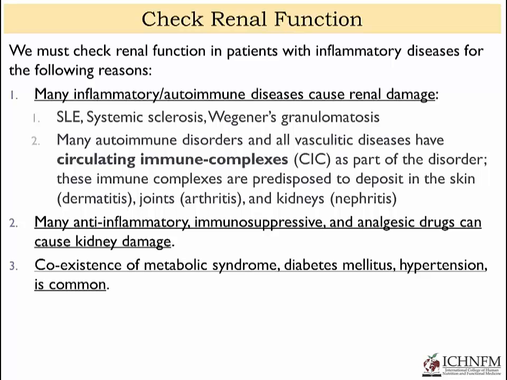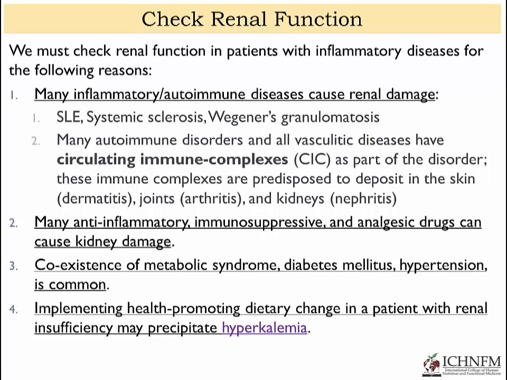Coexistence, as I mentioned before, of metabolic syndrome, diabetes mellitus, and hypertension is very common among these patients. Obesity and insulin resistance are two of the common themes between metabolic syndrome, diabetes, and hypertension, and all of those increase the risk for these chronic inflammatory disorders. For example, patients who are obese are at higher risk for having severe asthma. Patients who are obese are at higher risk of having really severe autoimmune inflammatory disorders such as psoriasis.